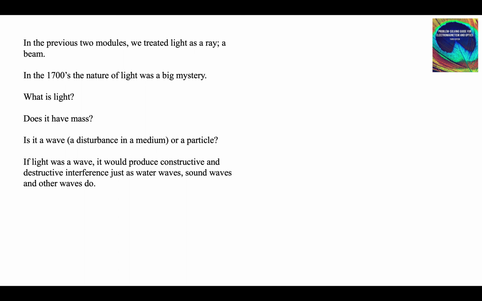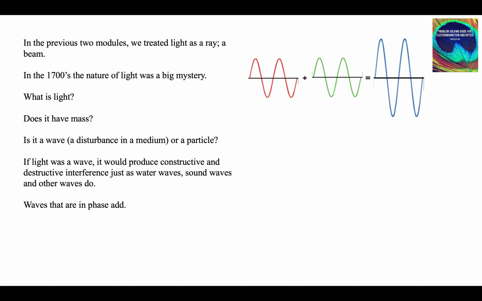If light was a wave, it would produce constructive and destructive interference just as water waves and sound waves and other waves do. Waves that are in phase add. So the red and the green wave are shaking up and down in phase. They start up, the green starts up, and when they meet, they add because they're 100% in phase. They overlap completely.